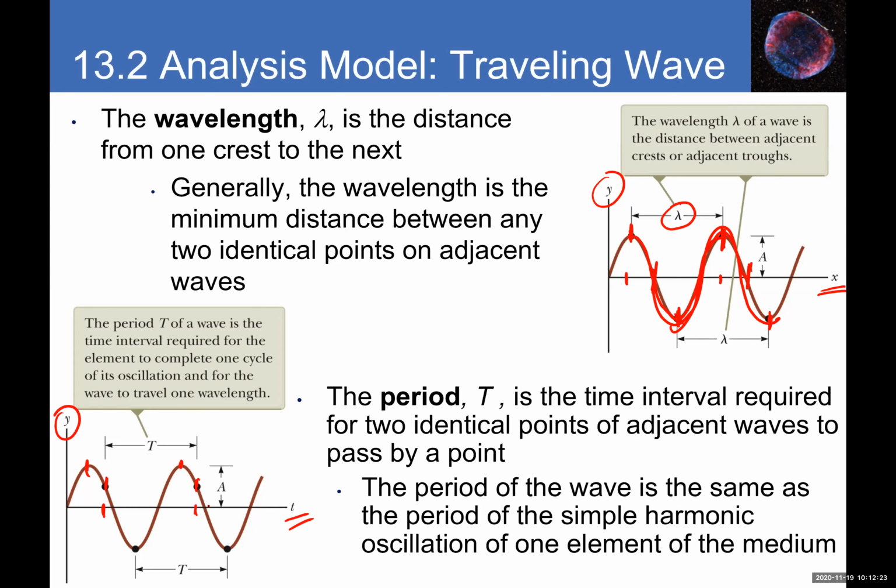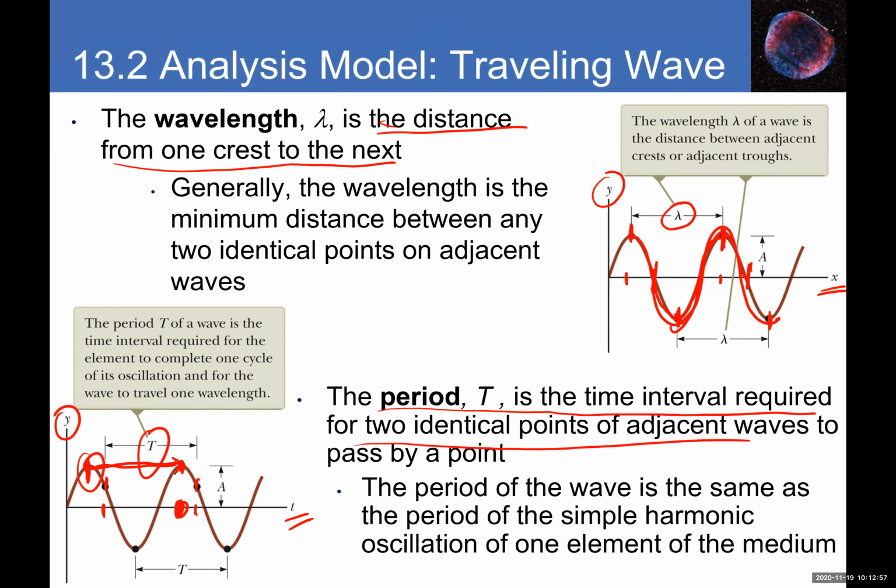That means how long does it take for, let's say, this crest to go from here to there? And that is known as the period T. So you can say the wavelength is the distance from one crest to the next, and the period is the time interval required for two identical points of adjacent waves to pass by a point. That means if I'm considering this point over here, a point of interest, then I have one crest over here. So how long will it take this crest to reach that position? And that is the period T.